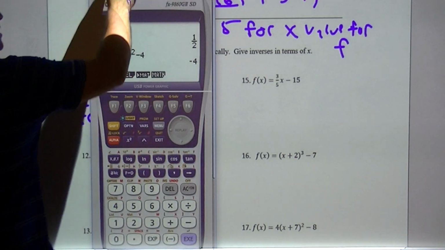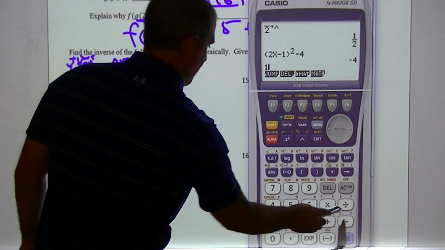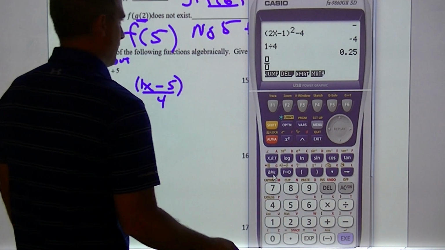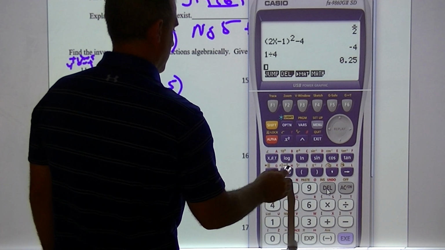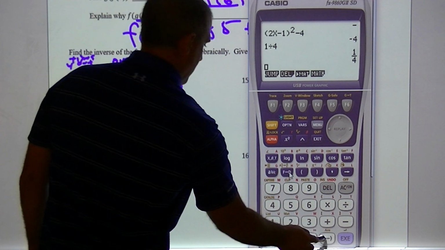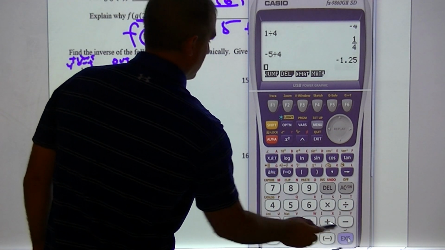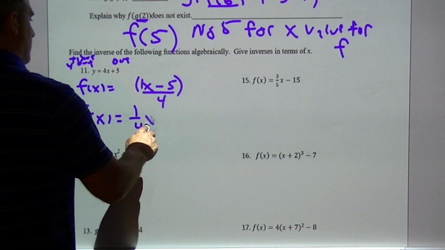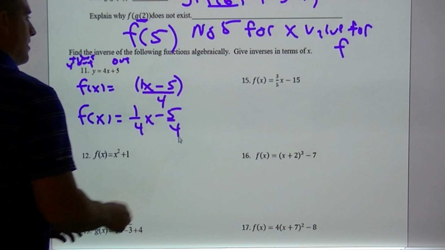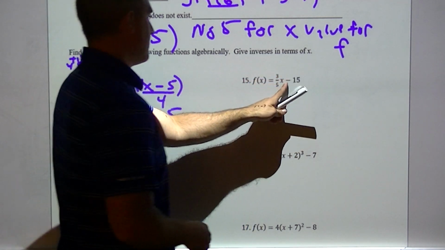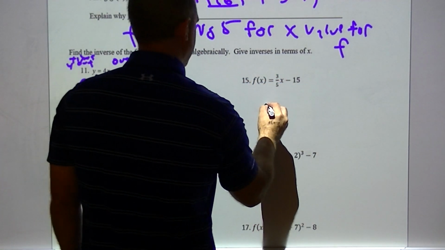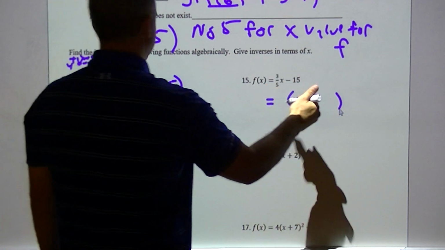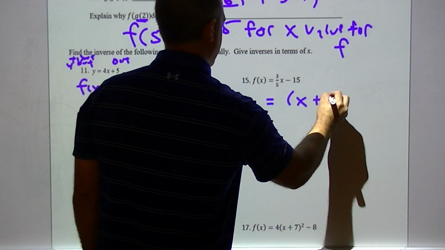So very simply, I would just do 1 divided by 4, which is, if you hit fraction decimal, 1/4. Negative 5 divided by 4 is negative 5/4. So I got 1/4 x minus 5/4. Okay? This would still be x. Instead of minus 15 outside, it would become plus 15 inside.